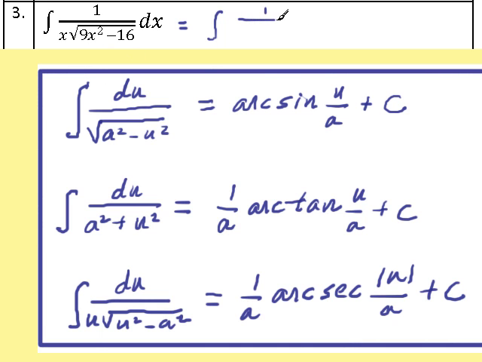So instead of 9x squared, we're going to write 3x in parentheses squared. So 3x is our u, that's our u squared, and 16 is 4 squared, so let's write that. So 4 is our a. So we have u is 3x and 4 is a. So we're going to do a u substitution. U is equal to 3x.